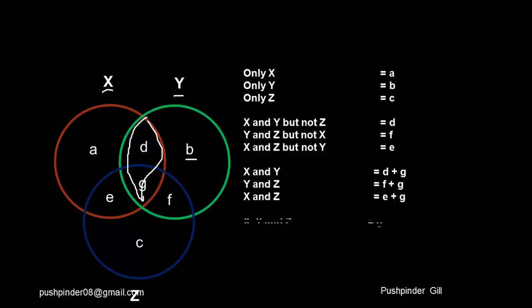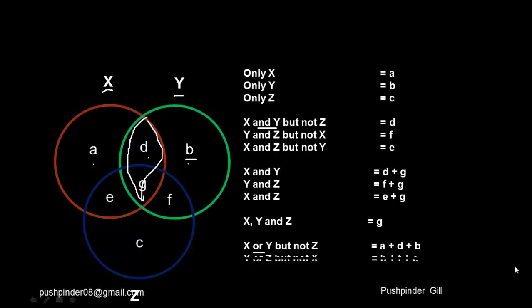Now let us understand, if someone asks X or Y, but not Z. So you understand the difference between and and or. And means both have to come. Or means either of them can come. So X or Y but not Z means A plus D plus B. Y or Z but not X means B plus F plus C. X or Z but not Y means A plus E plus C. So this is simple basic stuff.